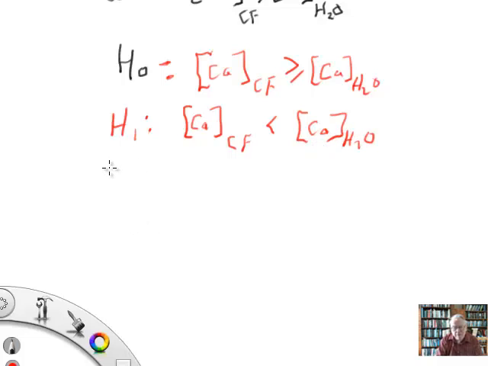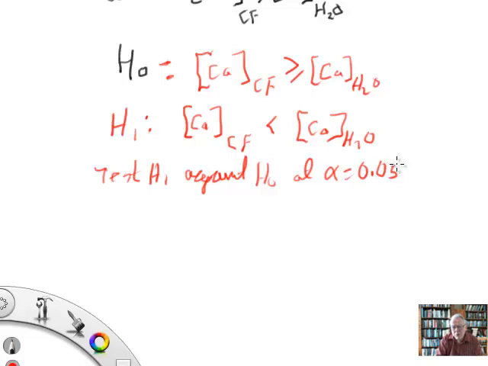I'm going to test H1 against H0 at a level of significance of 0.050. Well, how do I do that?